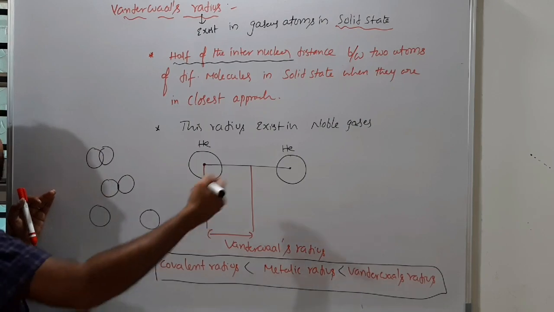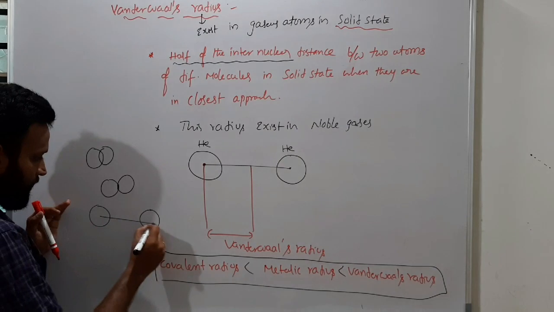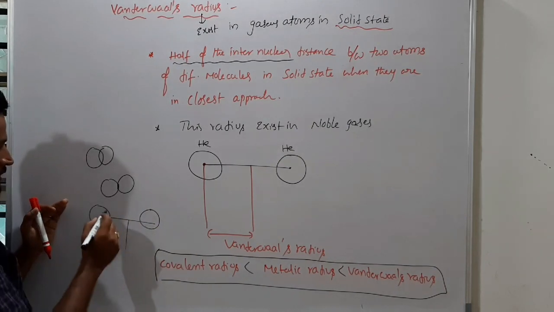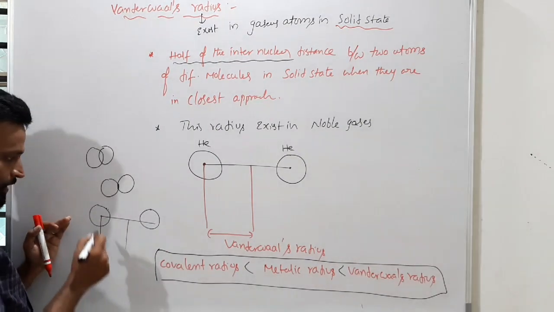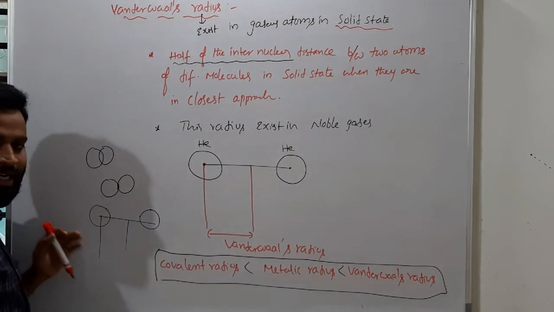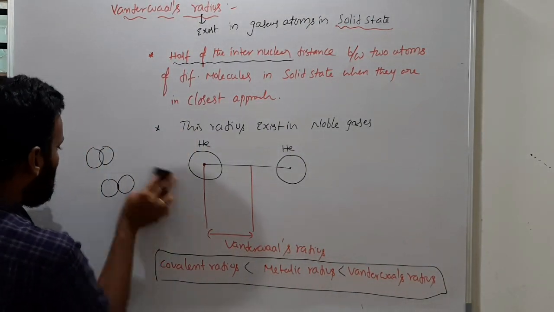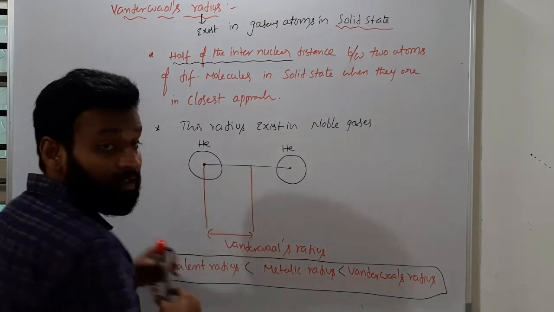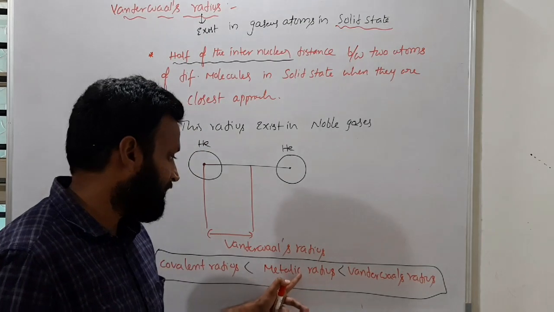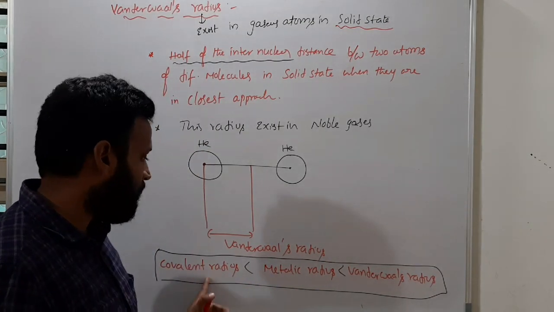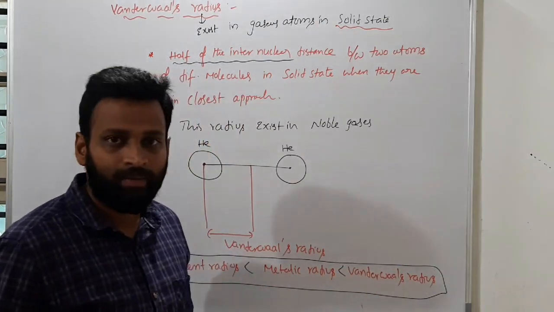Noble gases have the larger radius. That's it. Because they have van der Waals radius, the highest radius. Because some distance is there between atoms. Because they have weak forces between the nucleus of one atom and the electrons of the other atom. Got it clearly? So van der Waals radius is always greater than metallic radius. Metallic radius is greater than covalent radius, or covalent radius is less than metallic radius. Metallic radius is less than van der Waals radius.